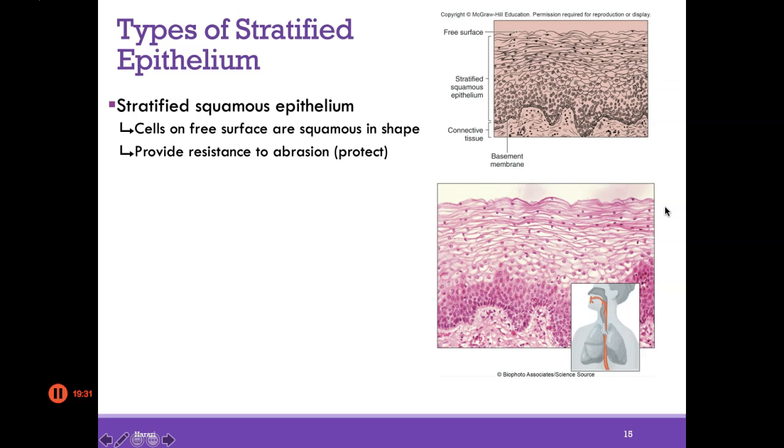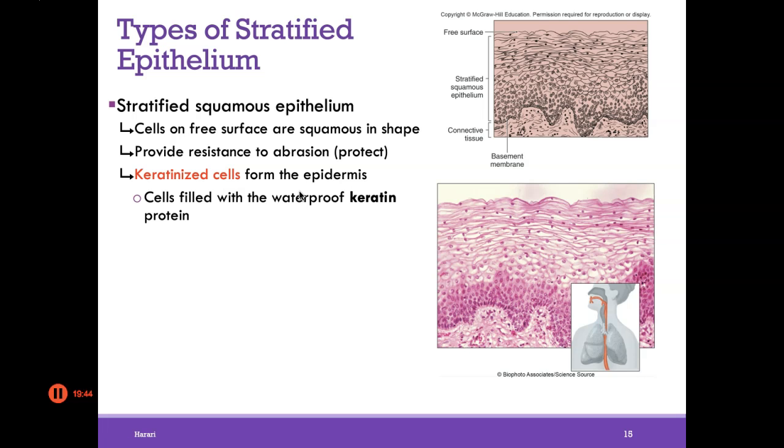These are important to provide resistance to abrasion. So again, protective. We need multiple layers for protection. Keratinized cells form the epidermis. So in the epidermis, we have many layers of keratinized cells. What is keratin? Keratin is a waterproofing protein that gives extra protective mechanisms to these cells. So cells continue to fill themselves with this waterproofing protein called keratin. It's a type of intermediate filament protein. And that's what forms the epidermis.